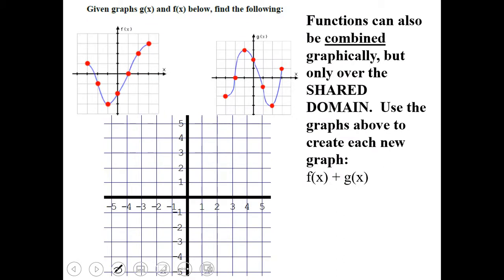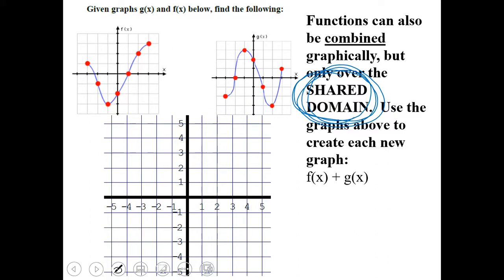Using these two graphs, not only can you combine functions algebraically, which is what this entire lesson has been about, but you can also do it geometrically. Please note, though, that if you're going to combine them geometrically, which means graphically, they have to have a shared domain.